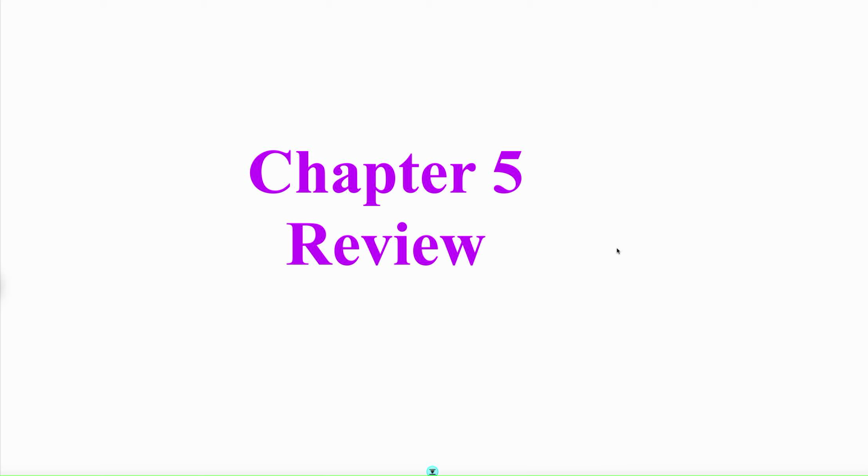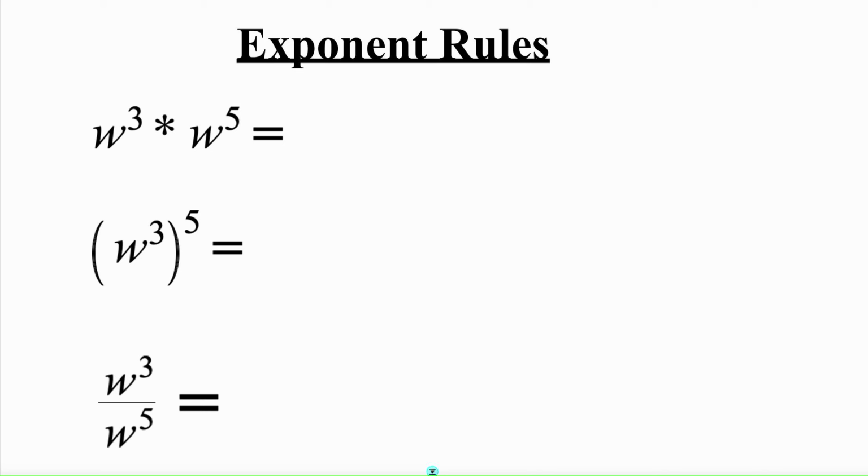to now do a review for Chapter 5. So the first topic I want to review is just a few of the basic exponent rules. The difference here between multiplication, a power to a power, and division, or the quotient rule. So in the first example, second example, and the third example, notice the bases are the same. They're all w's, the base.